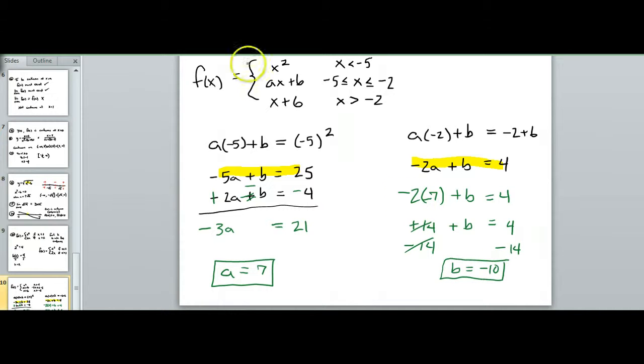Alright, so that means that this middle equation would have to be -7x minus 10 for this to work out. Alright, so there's your solutions to this thing. Again, I'm going to post these as just a PDF, but you'll also have the video if you need it.